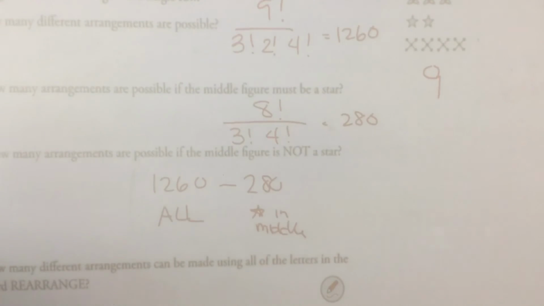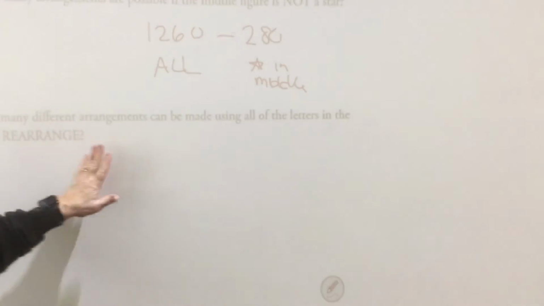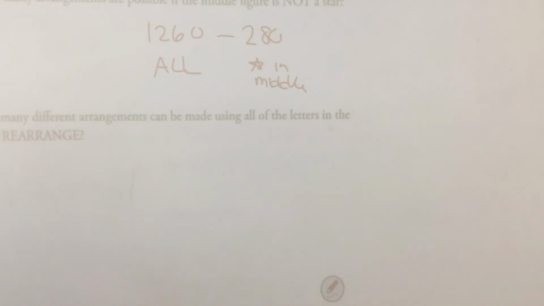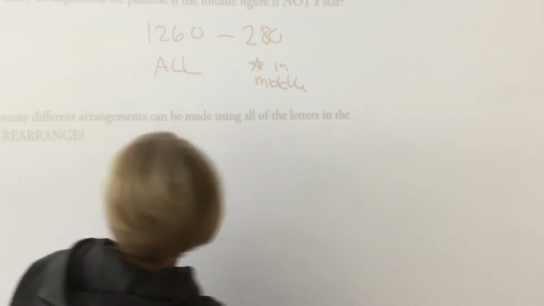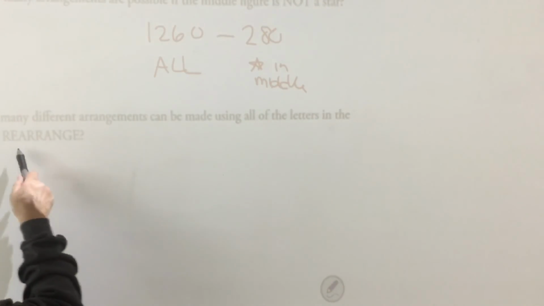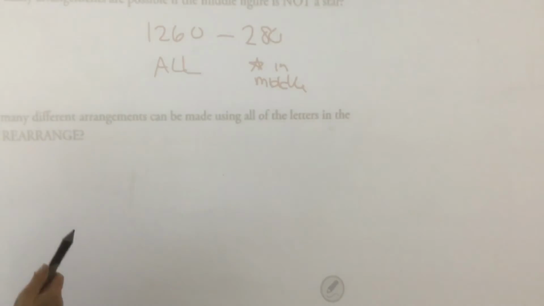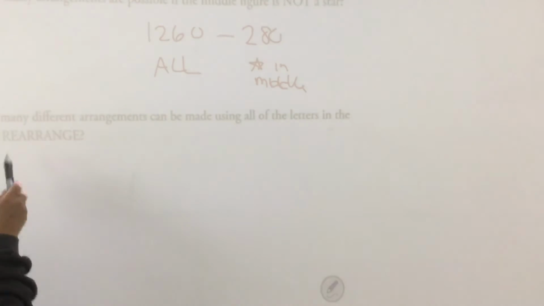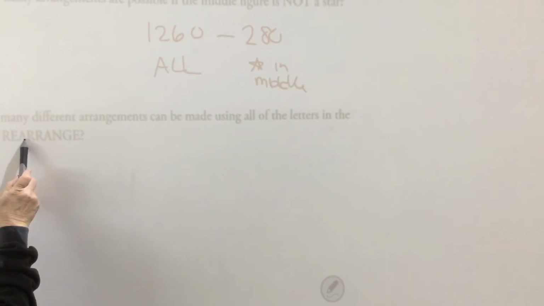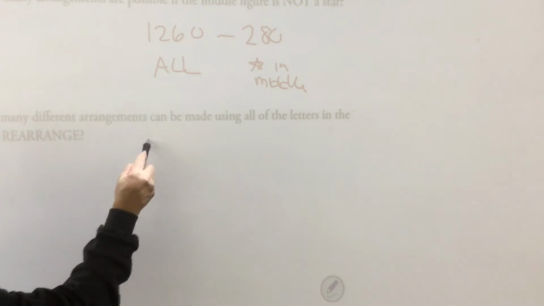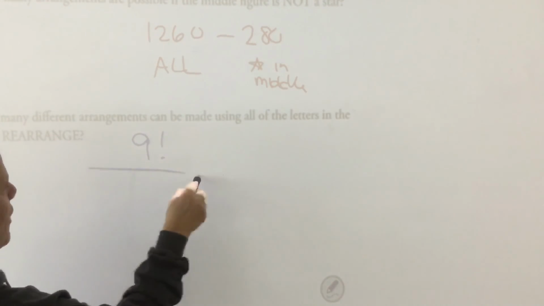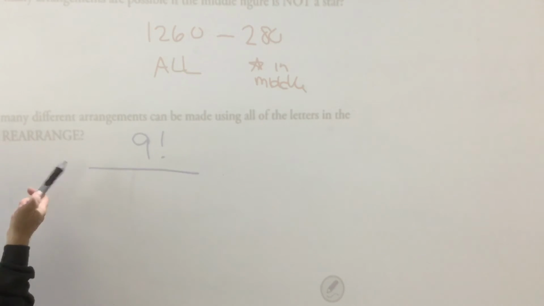And then number 3 is a very popular question because words are a great way to test this idea of repeated objects. So if I have the word rearrange, I can already see that I have repeated objects. So I would count the number of letters, 1, 2, 3, 4, 5, 6, 7, 8, 9 letters in total, that's the top. And then I just want to divide out all those repetitions.